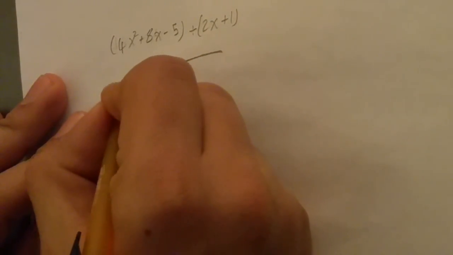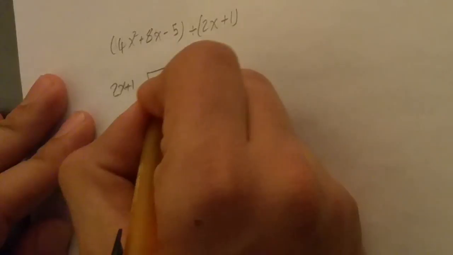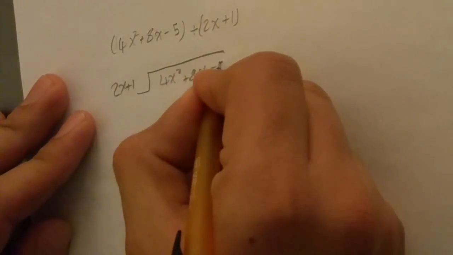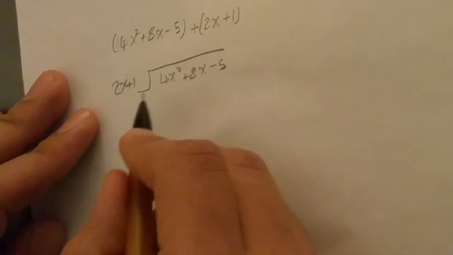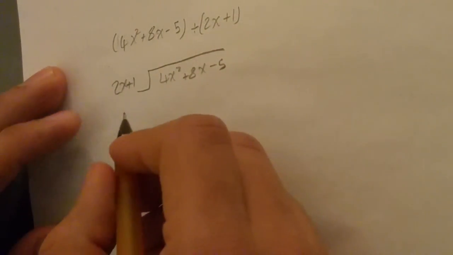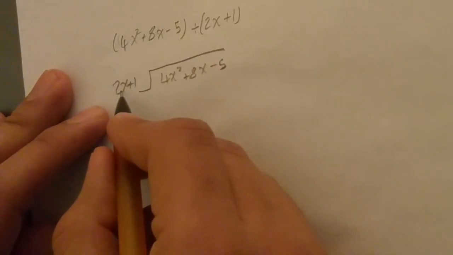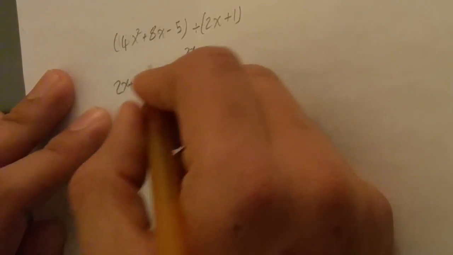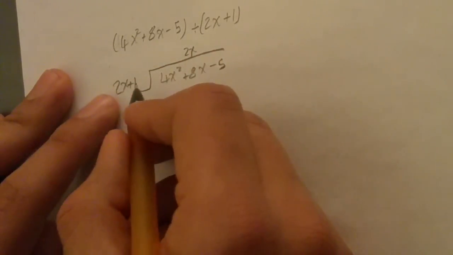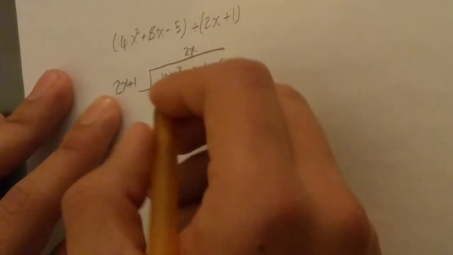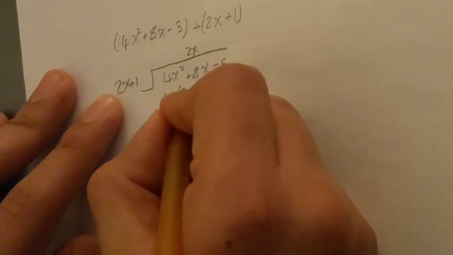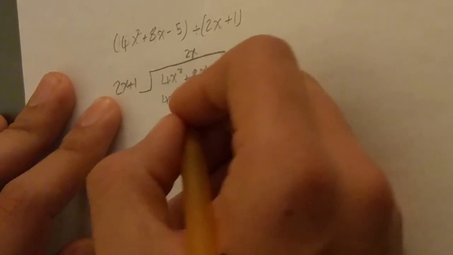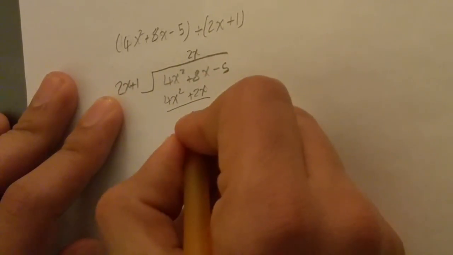2x plus 1, 4x squared plus 8x minus 5. We take our first term, we divide it by our first term here. So 4x squared divided by 2x gives us 2x. We take the 2x, we multiply it by our term here, 2x plus 1. So 2x times 2x gives you 4x squared. 2x times 1 gives you 2x. Then we subtract. We get 6x.